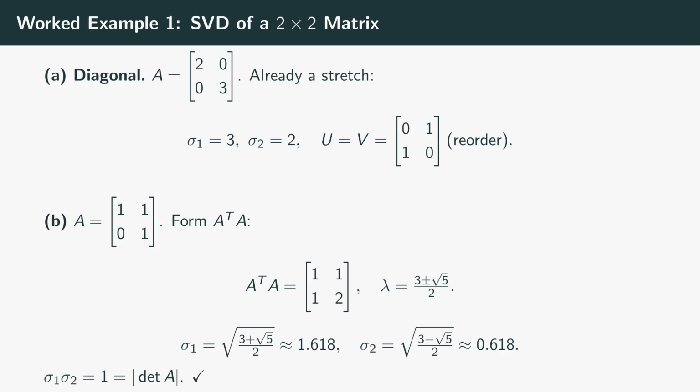Here is a lovely sanity check. The product of the singular values is 1, and the absolute value of the determinant of A is also 1. That is no accident. The product of all singular values always equals the absolute value of the determinant, because the determinant is how much a matrix scales volume, and the singular values are exactly the per-axis stretch factors.